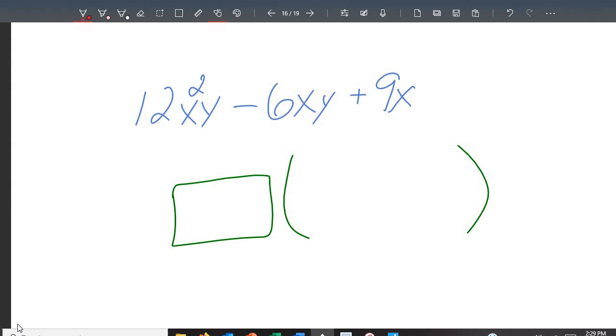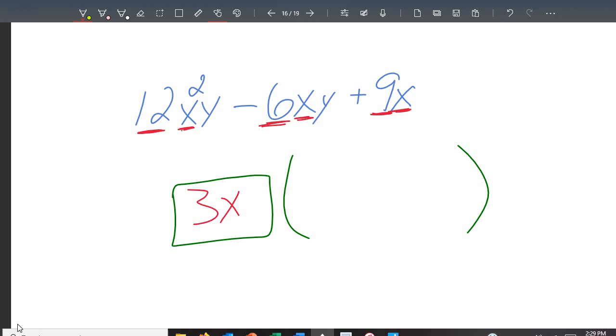Alright, so we'll start with the numbers in front, 12, 6, and 9. The biggest number that can divide into all 3 of those is definitely not a 4, a 3. This one has an x, this second term has an x, this third term has an x. So on the outside will be an x.